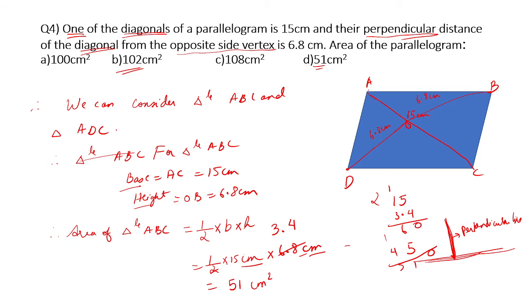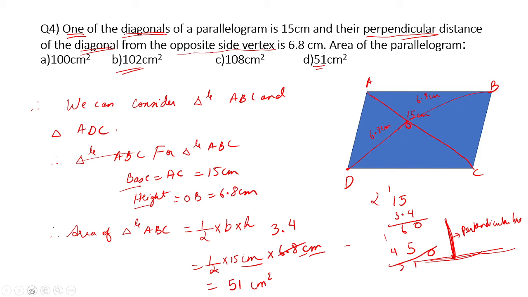So we already found the area for triangle ABC. Now what we have to find out is triangle ADC. Clear with that? For triangle ADC, AC is the base and this is equal to 15 centimeter, and DO is the height, and the height is equivalent to 6.8 centimeter.